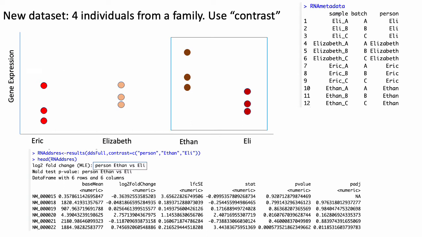So, for example, if we've instead generated datasets from this family of individuals, we only have to designate the person the sample was generated from in the metadata file, as shown here. The design matrix will automatically be built to reflect which samples belong to each person, and we can then use a contrast to compare the samples from two individuals, such as Ethan versus Eli, as shown here. Here, we can see that the DESeq2 results command gives a nice summary of the requested contrast.